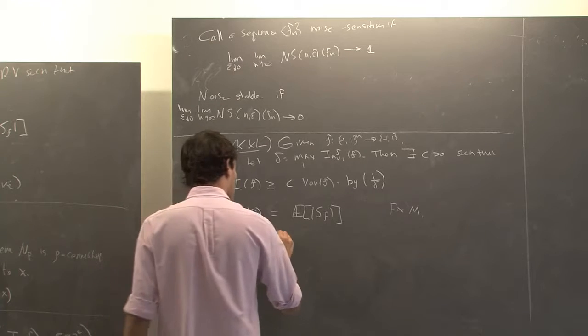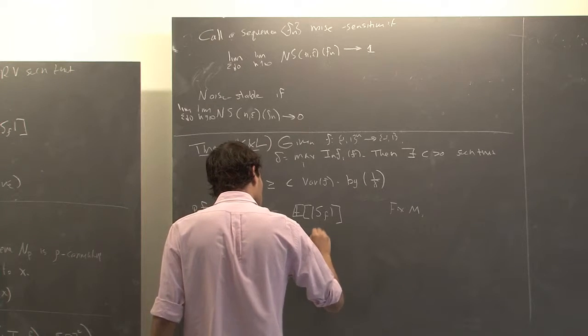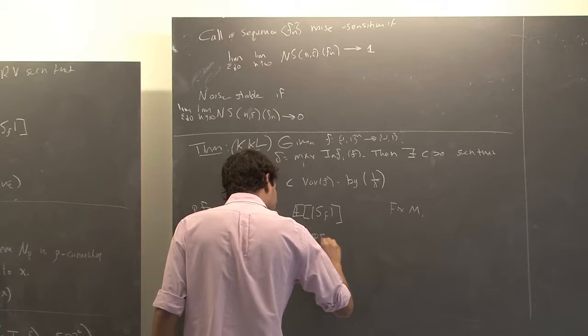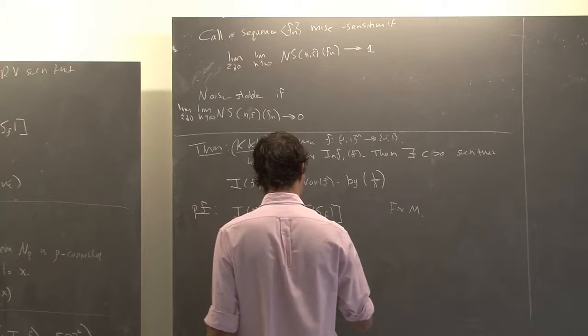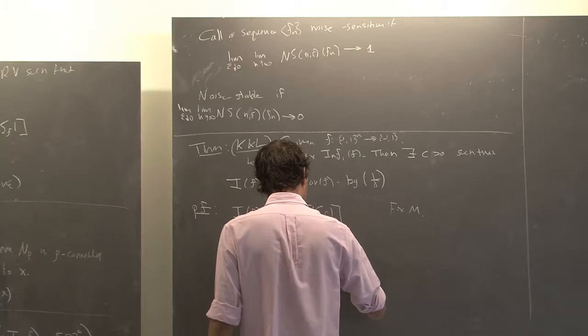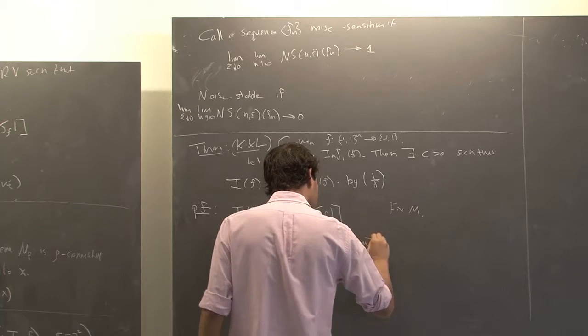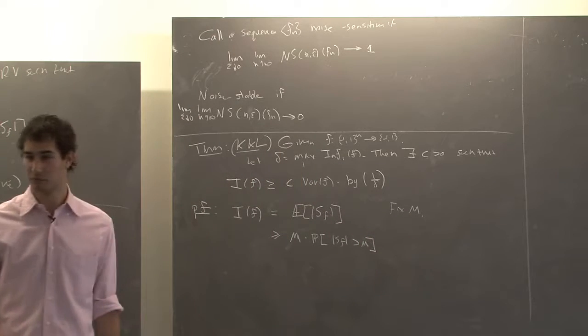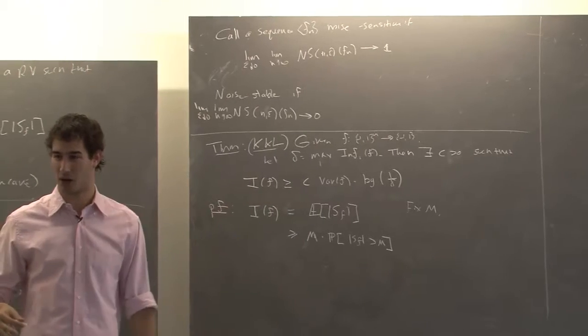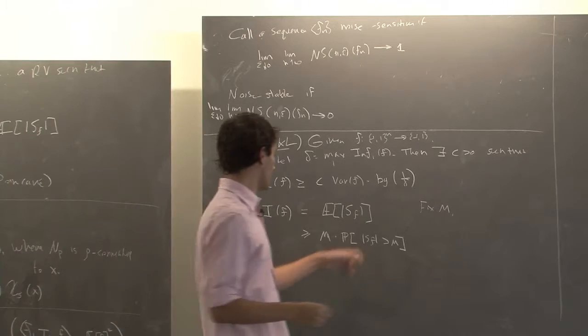Right? This is bounded below by m times the probability that SF is larger than m. Divide by m and you get the Markov inequality.